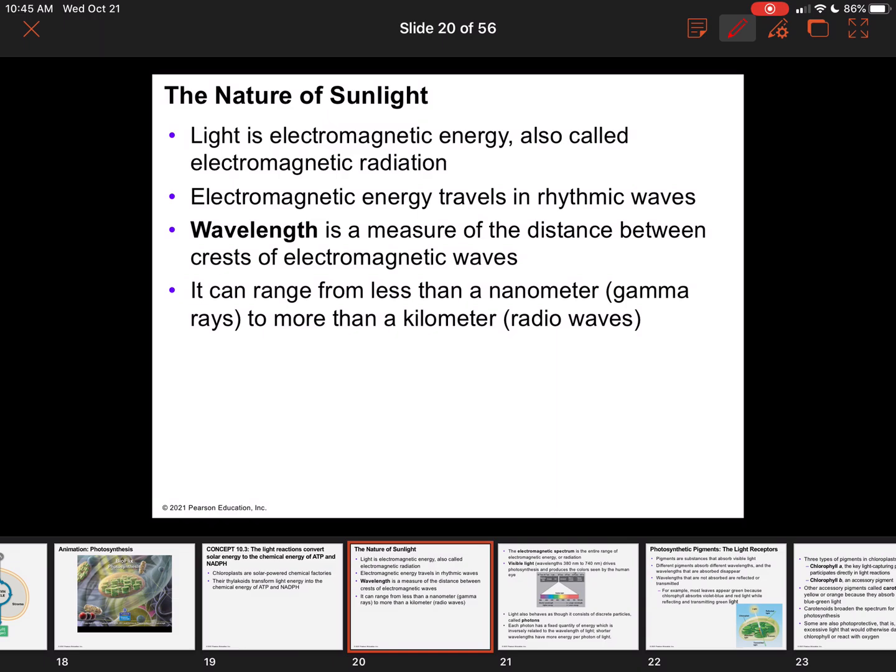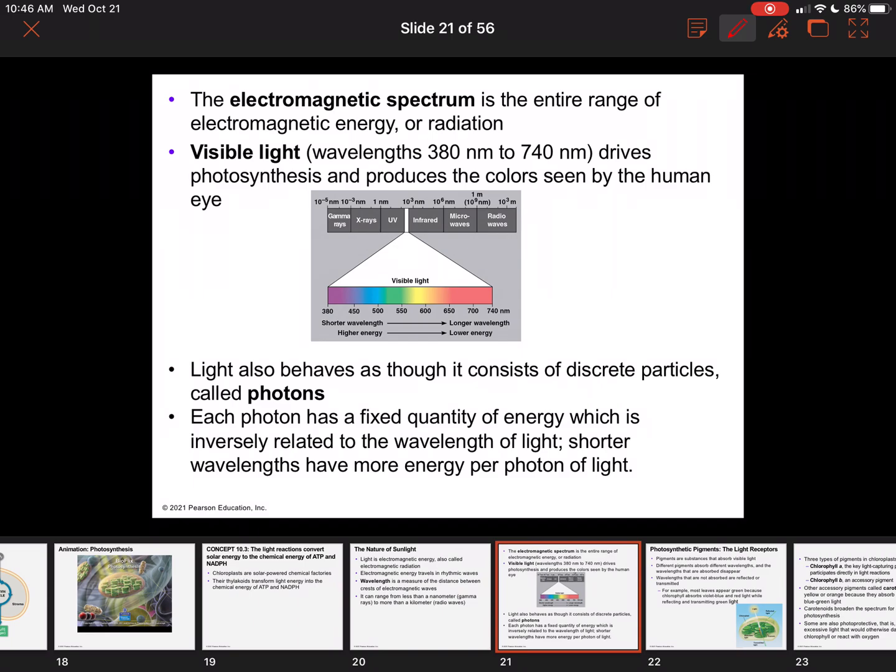Light is electromagnetic energy. It's also called electromagnetic radiation. Electromagnetic energy travels in rhythmic waves. Our measurement for that is the wavelength. It's the measure of the distance between the crests of electromagnetic waves. It can range from less than a nanometer to more than a kilometer. And so that's how we will measure our energy that is coming from the sun.